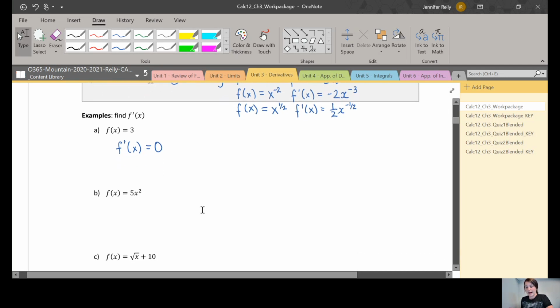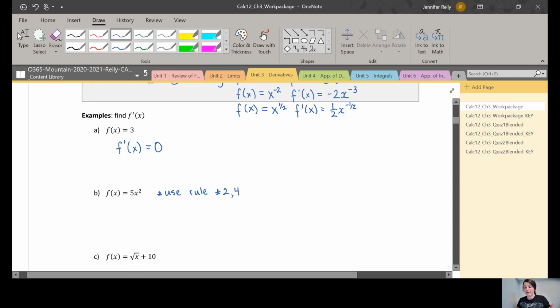Okay, here we have 5 multiplied with x squared. So in this case, I'm going to use rule number 2 and number 4 here.